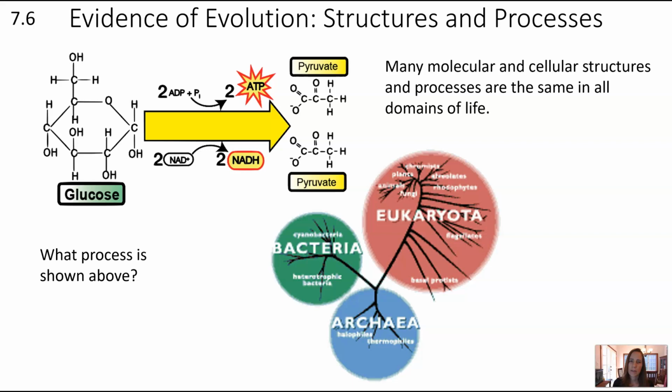Finally, another piece of evidence of evolution is that we share common molecular and cellular structures and processes across not just closely related species, but all domains of life. So the process shown here is one of those examples of a highly conserved process that's seen in all domains of life. What is this process? This process is glycolysis, so it's the splitting of glucose into 2 pyruvate molecules. And that is a highly conserved process across many, many, many organisms.